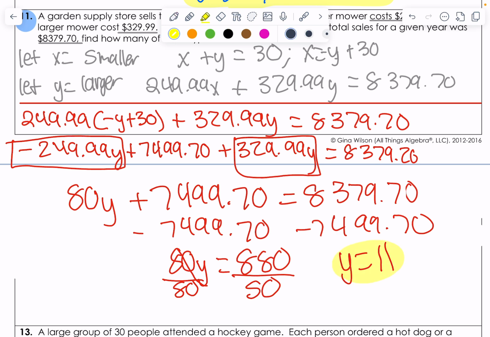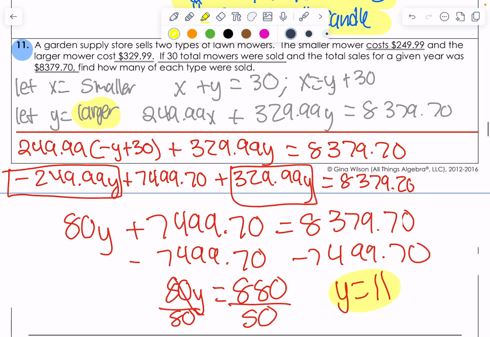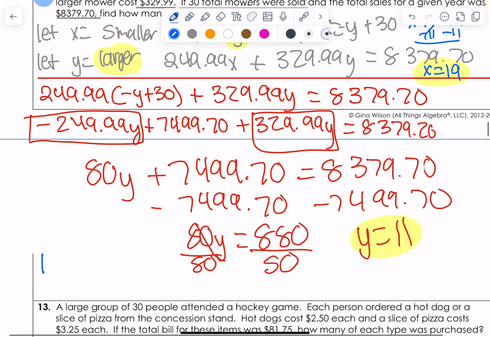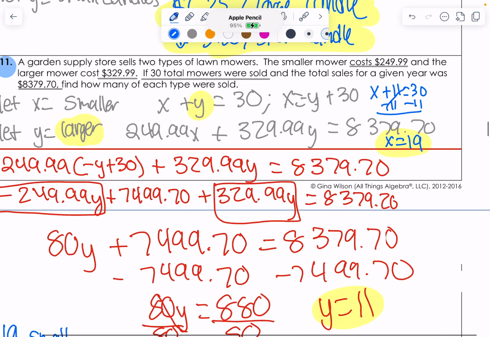Well, what's y representing? The larger lawnmower. I know they sold 11 larger lawnmowers. Well, how many smaller lawnmowers do they sell? Let's plug y right back in, and we'll solve it on the right up here. X plus 11 is equal to 30. I can subtract 11 from both sides, and I get that x is equal to 19. So they sold 19 small lawnmowers and 11 large. And that's it. That's the answer to number 11. I hope this was helpful.